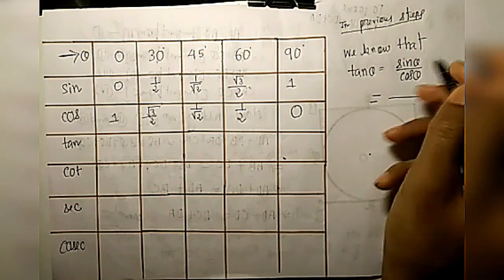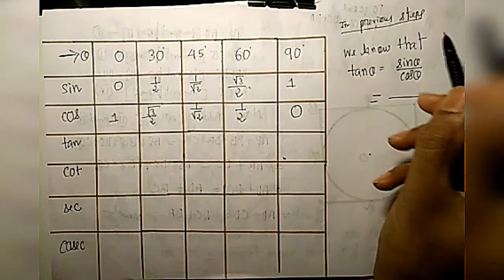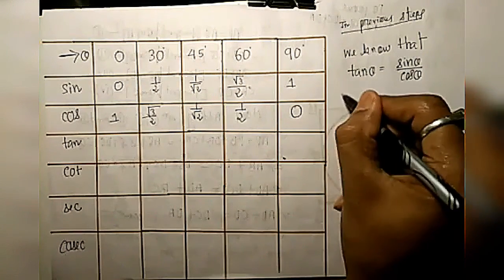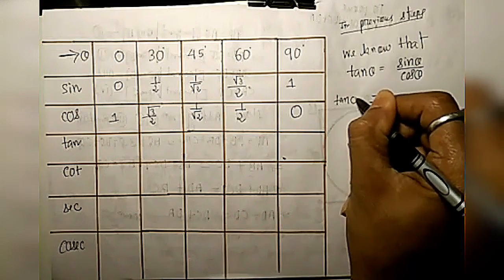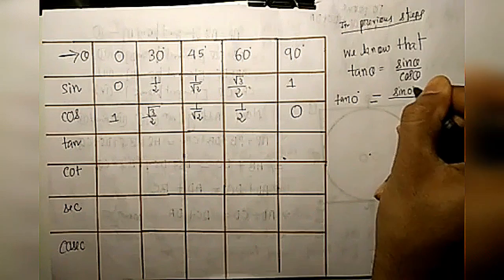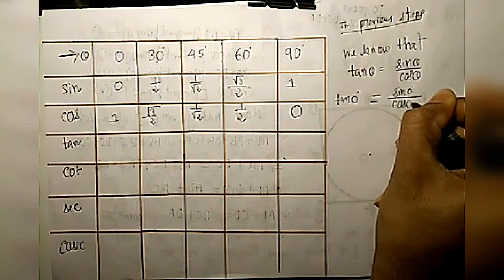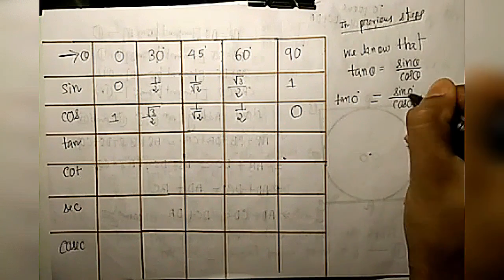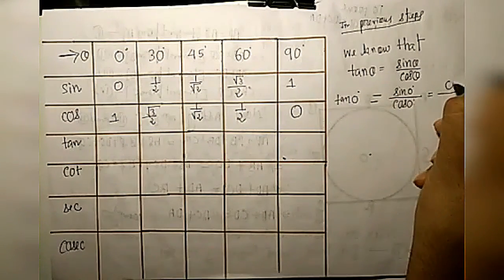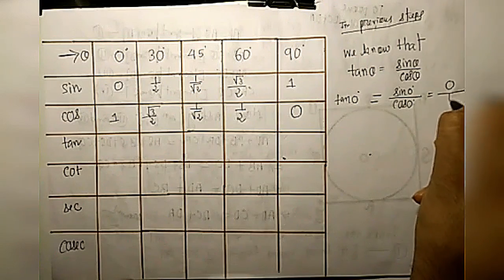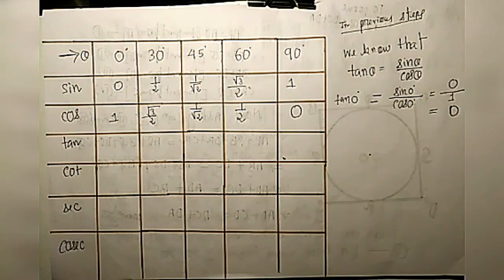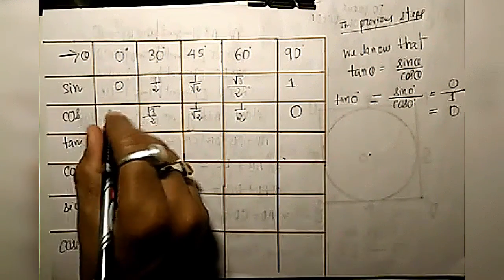Now we need the value for 0 degree. Theta is 0 degree, so tan 0. Replacing theta by 0, tan 0 is equal to sine 0 by cos 0. What is the value of sine 0? It is 0. Sine 0 degree is 0, cos 0 degree is 1. So 0 by 1 means 0. So tan 0 degree is equal to 0.